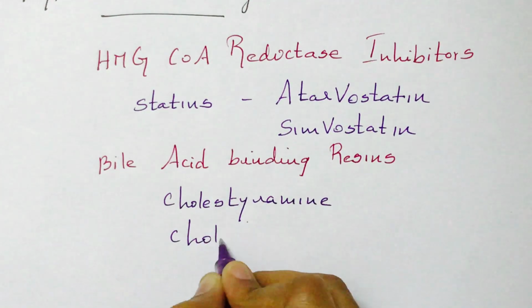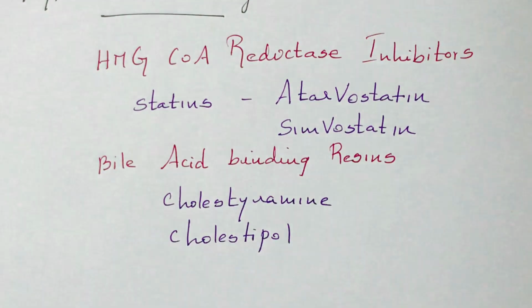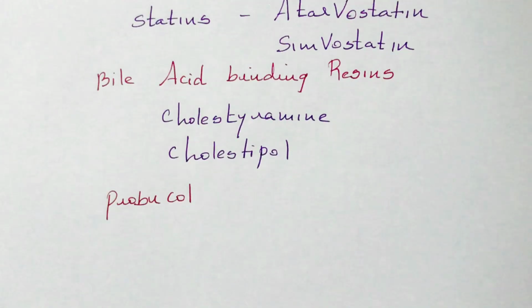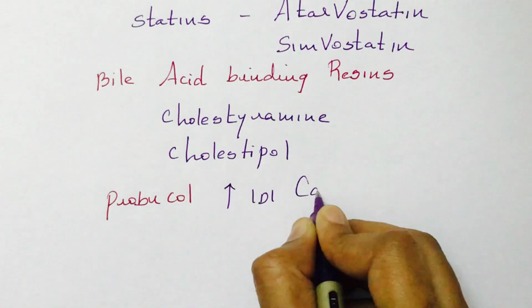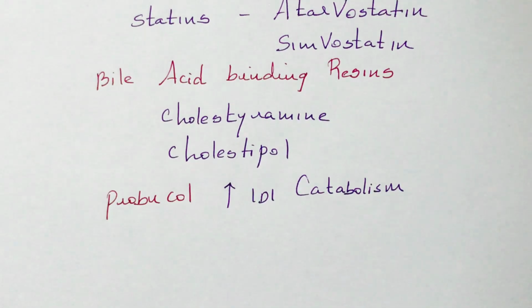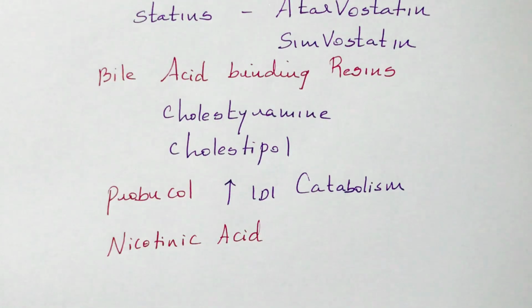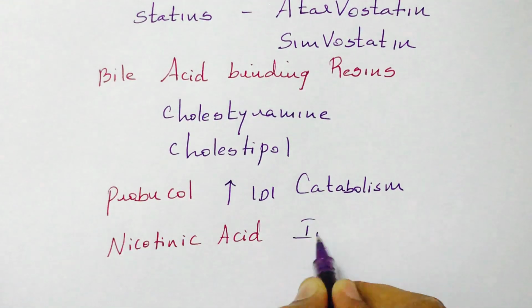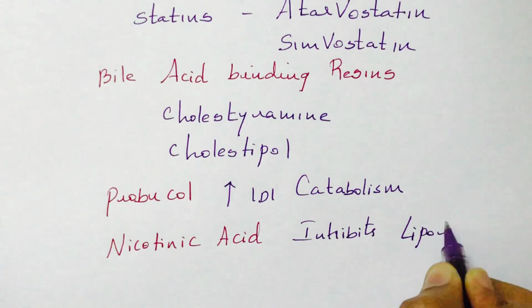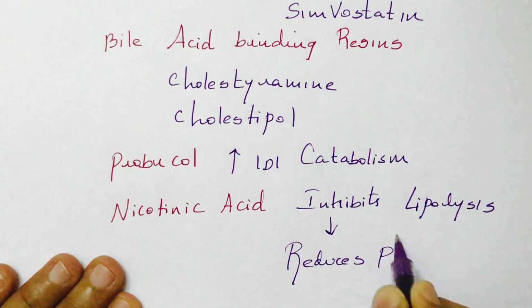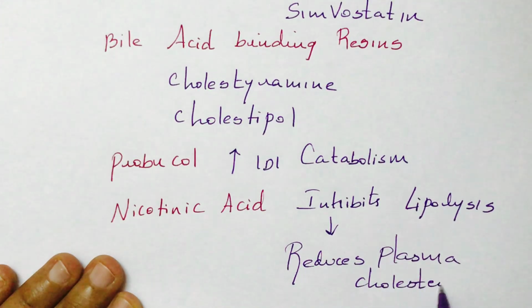And bile acid binding resins, namely cholestyramine and colestipol, decrease the reabsorption of bile acids. Probucol increases LDL catabolism, so more cholesterol is converted into bile acids, thus decreasing the cholesterol level. And nicotinic acid inhibits lipolysis, which reduces the plasma cholesterol level. Thank you.